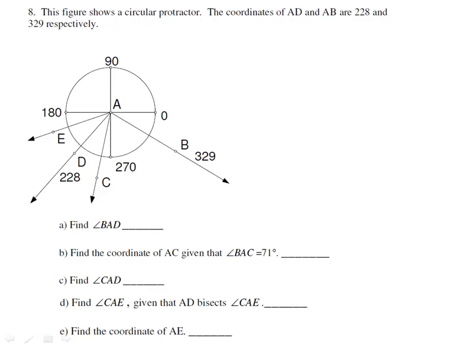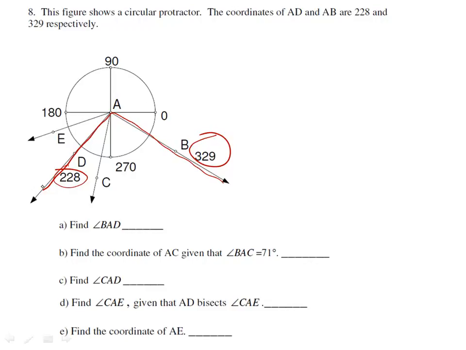Alright, here we are on number 8, and this is a compass type of device here, or figure. And they've told us the coordinates of AD and AB are 228 and 329 respectively. And those are marked here, 329, 228. Find angle BAD. Okay, so that's this angle.